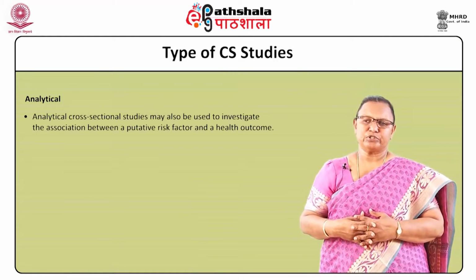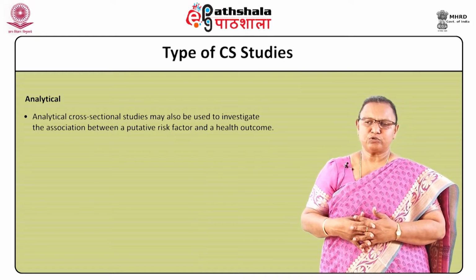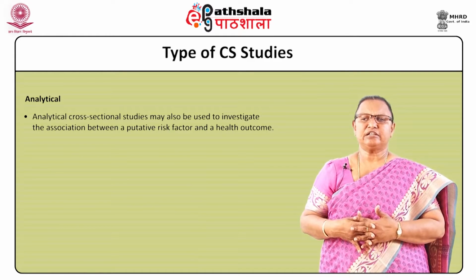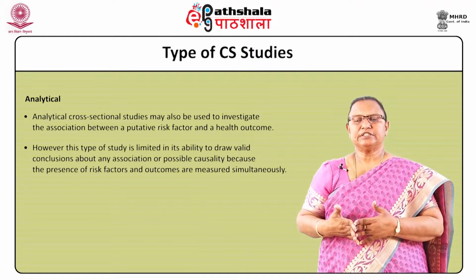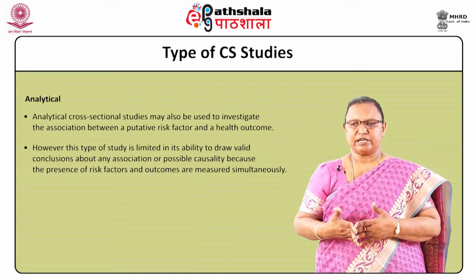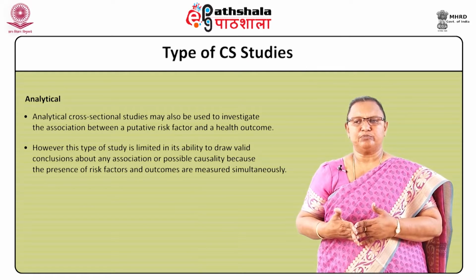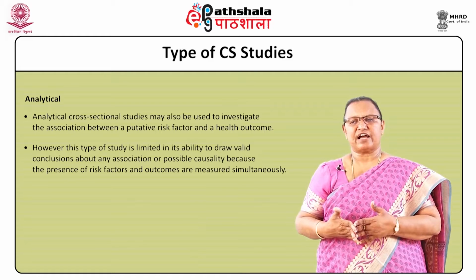In the analytical type of cross-sectional study, you may try to further look into details. For example, this study may be used to investigate the association between a putative risk factor and a health outcome. However, this type of study is limited in its ability to draw valid conclusions about any association or possible causality, because the presence of risk factors and outcomes are measured simultaneously.